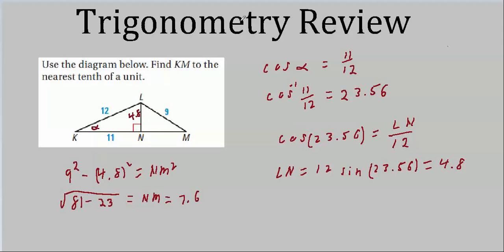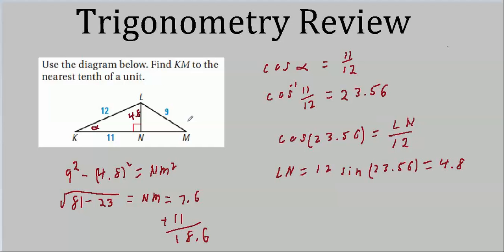And if we use Pythagoras' theorem, we get this equation here. It's the square root of 81 minus 23, which is what would be nm, which turns out to be 7.6. Well, we got 11 here, so we just have to add 11 and get 18.6. Oops. Well, that doesn't look much like a 6 to me. There we go. 18.6 would be the length from here to here. That's km. You can decide what you like better.